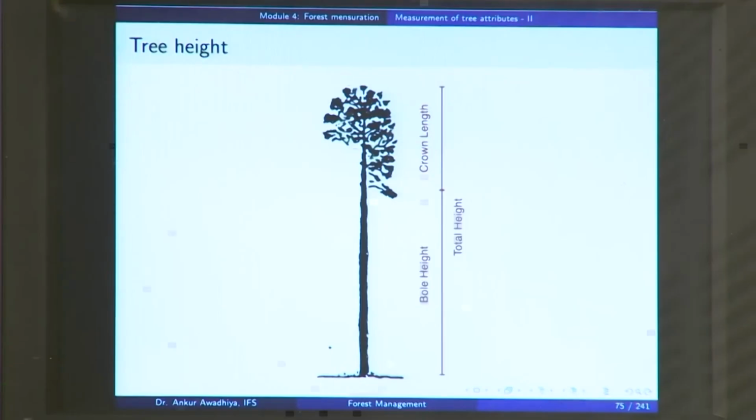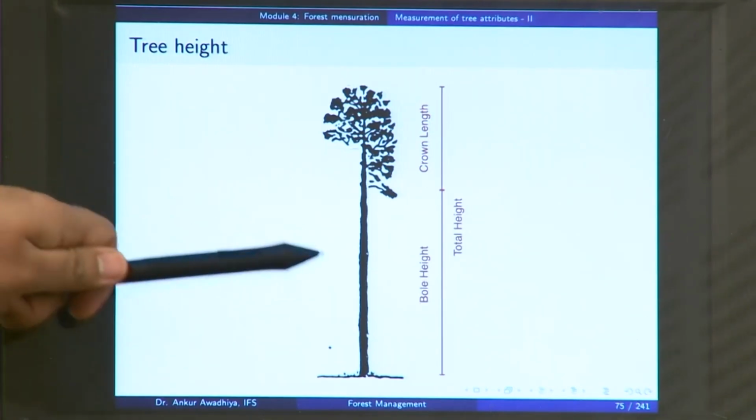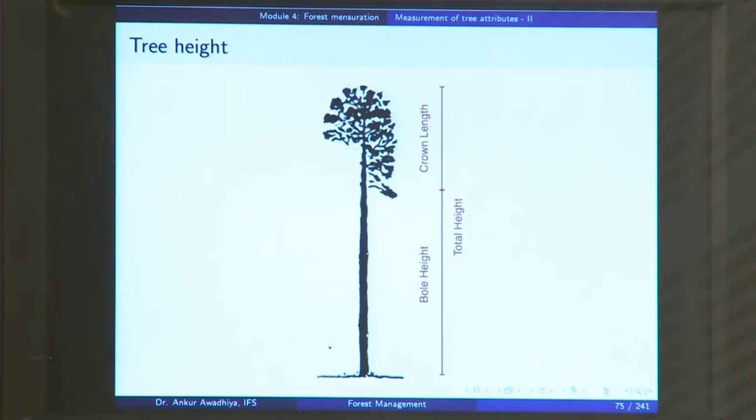Now, to find out the volume of timber that you can extract from a tree, you require essentially three data. One is the diameter, the second is the height, and third is the form factor. So, in this lecture we will have a look at how we measure the height of a tree. In the case of height, we have three different measurements that can be taken.